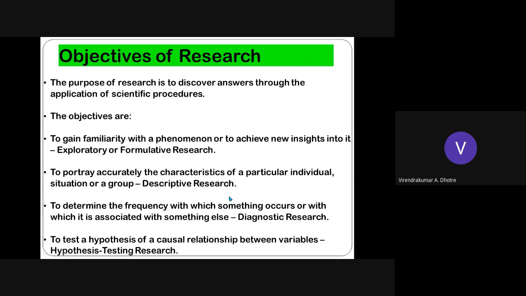Second objective: to portray accurately the characteristics of a particular individual or a situation or a group. This is named descriptive research. We describe. There are books on Adolf Hitler, right? There are books on Mahatma Gandhi. There are books on APJ Abdul Kalam. The authors who have written them have studied the characteristics of those particular individuals. I'm talking about individuals as examples.